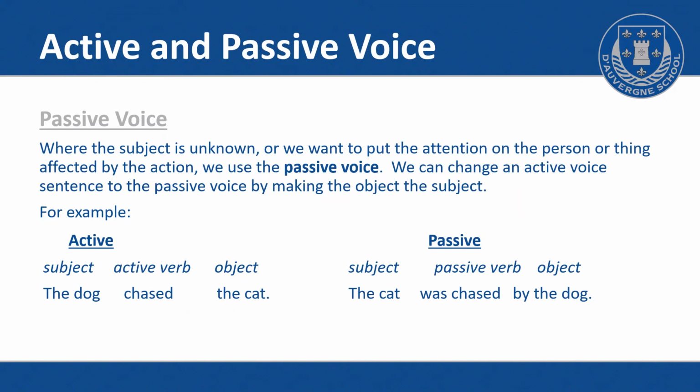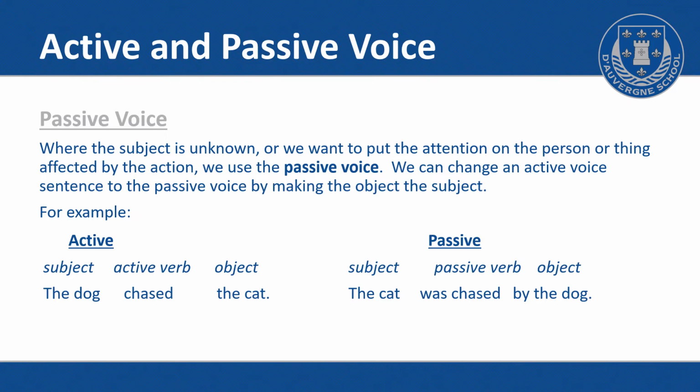Okay, if we have a look now at the passive voice, where the subject is unknown or we want to put the attention on the person or thing affected by the action, we use the passive voice. We can change an active voice sentence to the passive voice by making the object the subject. So let's have a look here.